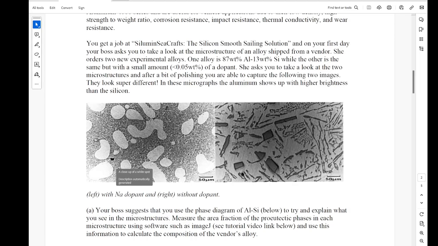Yeah. And I realized in my solution, I actually forgot to convert from area fraction to weight fraction. It doesn't change it a lot. I did this with Alex earlier. It does change it a little bit. But yeah, that would be the right thing to do: go from area fraction to weight fraction and then see where the new point is.